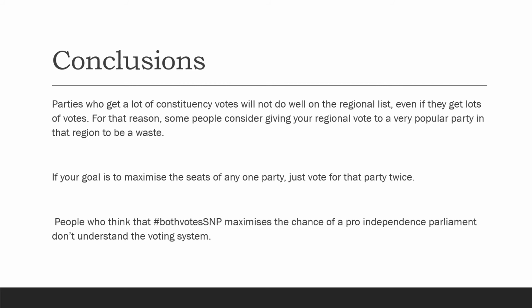If you're going to vote, quote unquote, tactically to try and achieve an aim outwith maximising one party's power, for example trying to get more EU parties elected, or more independence parties, or more unionist parties, or more left-wing parties, or more conservative parties, it's worth knowing how the voting system works. So, just to show you my working on the both votes SNP thing, so I don't get shit in the comments for it.